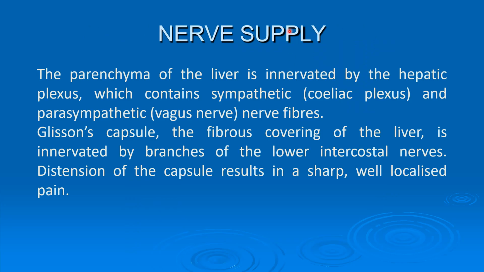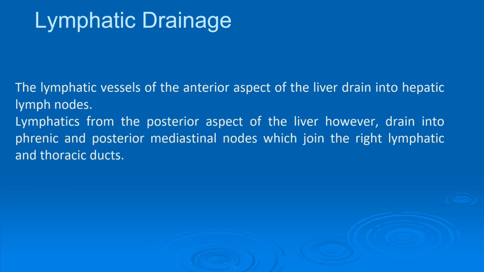Coming to the nerve supply. The liver is innervated by the hepatic plexus, which contains sympathetic fibers and parasympathetic fibers. Sympathetic fibers are supplied by the celiac plexus and parasympathetic by the vagus nerve. Then Glisson's capsule, the fibrous covering of the liver, is innervated by branches of the lower intercostal nerves. So distension of the liver may cause pain in the capsule due to the supply of the lower intercostal nerves.